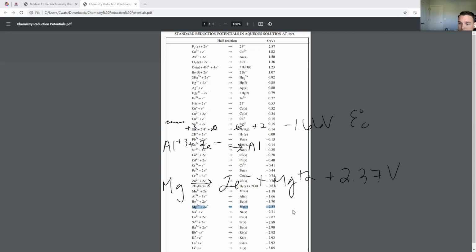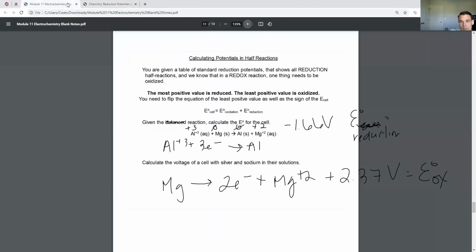So that's the E0 for the reduction. And this is the E0 for the oxidation. So now to calculate the E0 for the total cell, so the standard energy of the cell is going to be equal to the oxidation plus the reduction.